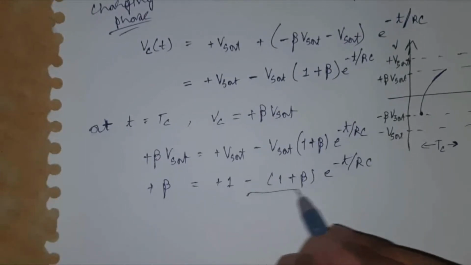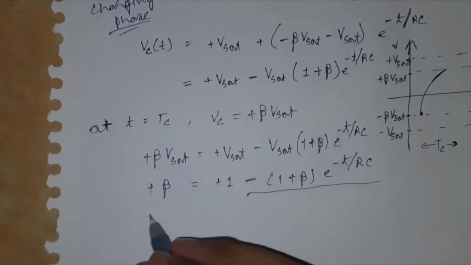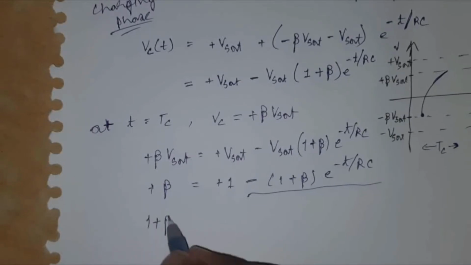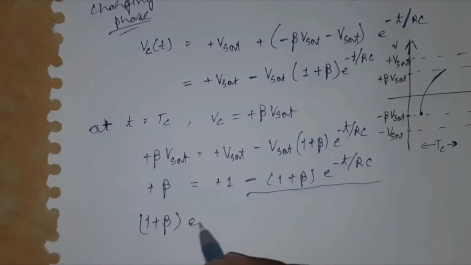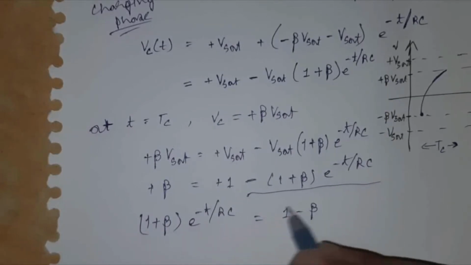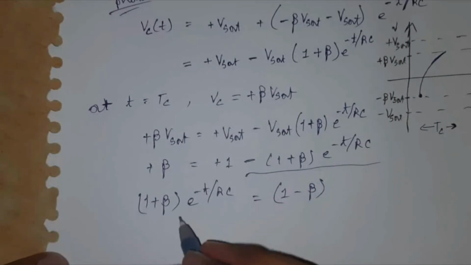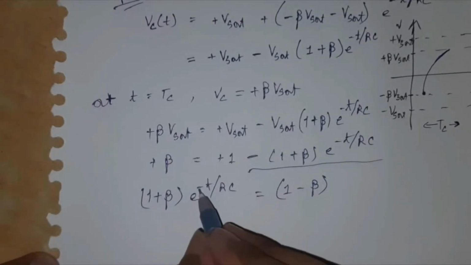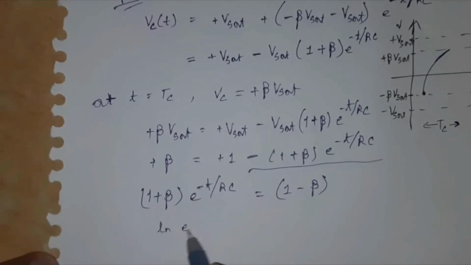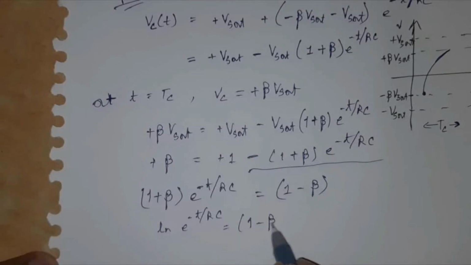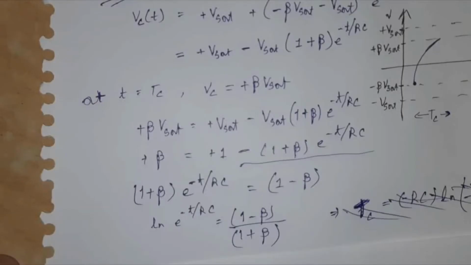So we bring this term on the left side, so this minus becomes plus, and it is 1 plus beta e to the power minus t by RC is equal to 1 minus beta. So we take the natural log, ln e to the power minus t by RC. This minus t by RC comes in front, and we can also write this 1 minus beta, bringing this term in the denominator, 1 plus beta. So this ln would also appear here.